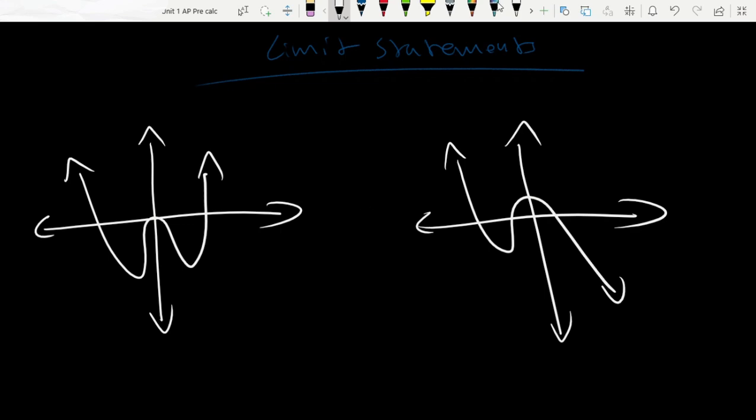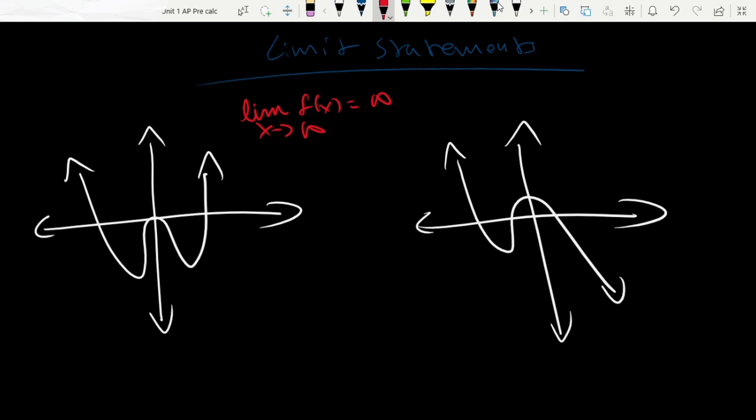Okay guys, now we're going to be talking about limit statements. So what are limit statements? This is limit notation right here. We're going to be writing limit notation right now. Limit notation is when you have something like this, f of x equals infinity, for example, as x approaches infinity, or something like that. That's limit notation.